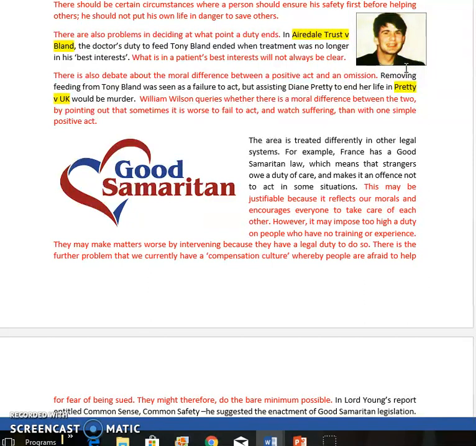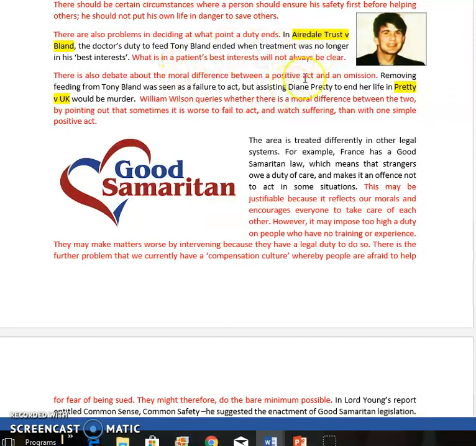Now, he was on life support machines and the doctors were allowed to withdraw his treatment because it was said that their duty to act had come to an end because it was no longer in his best interests. In his case, because of his scans, etc., it was quite clear, I think, what was in his best interests, and his parents were in agreement with that, but it's not always going to be so clear cut.